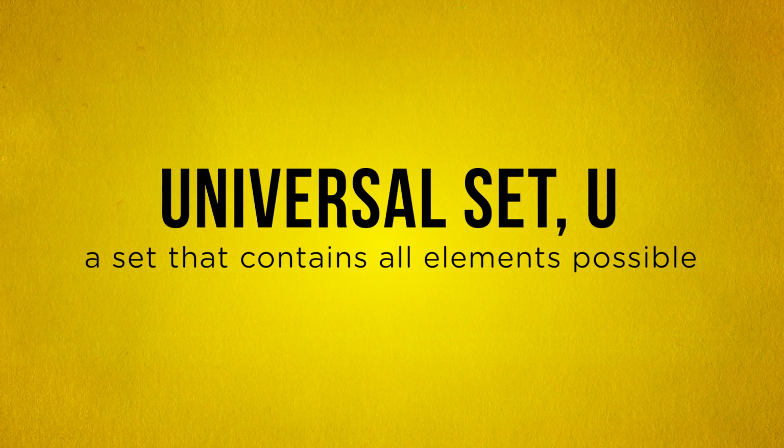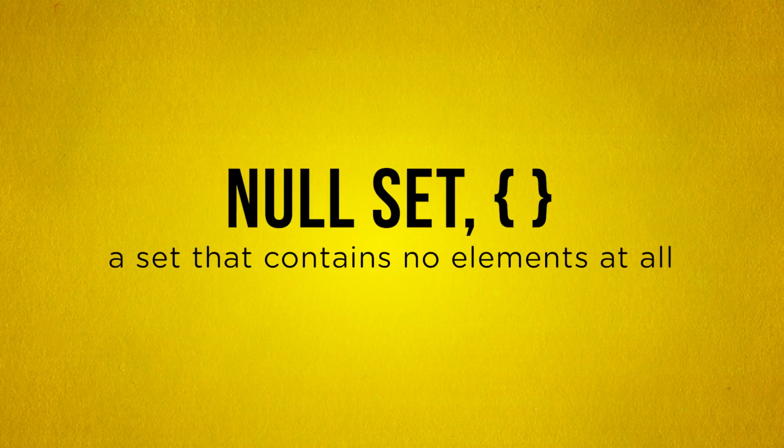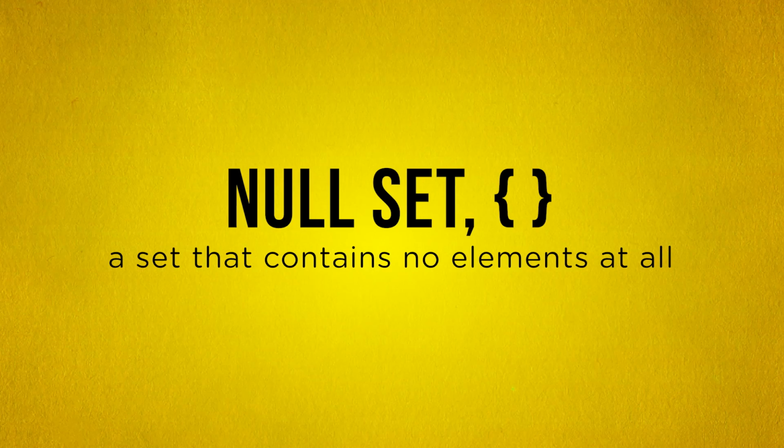But what happens when a set contains all elements that it could possibly contain? This is what we call a universal set, denoted as U. On the other hand, a set could also contain no elements at all and would be denoted as null.